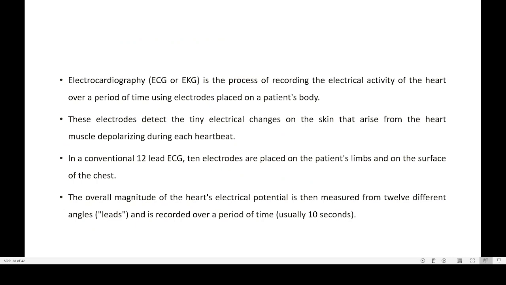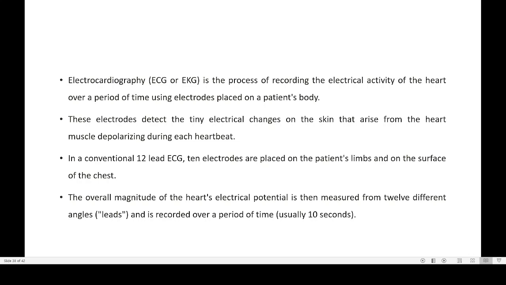ECG is the process of recording electrical activity of the heart over a period of time using electrodes placed on the patient's body. So that is the definition of the ECG, and we are using electrodes, and these electrodes detect tiny electrical changes on the skin that arise from heart muscle depolarization during each heartbeat.